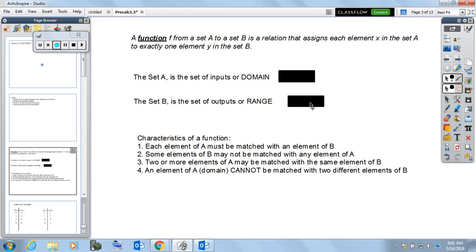All right, let's take a look down here at the bottom, because I have four key characteristics of a function for you. The big one is that each element of A must be matched with an element of B. I'll show a little example in a sec. Some of the elements of B may not be matched with an element of A. That is okay. Two or more of the elements of A may be matched with the same element of B. Once again, that is fine. Two of A can go into B, no problem at all. An element of A cannot be matched with two different elements of B, and that's one of the key characteristics. 1 and 4 are basically the same statement, just in different words.